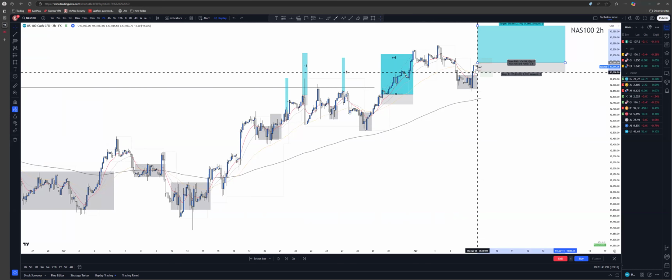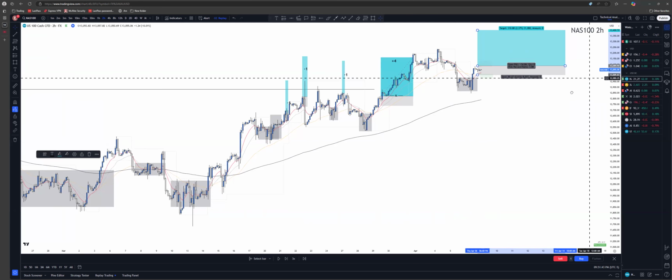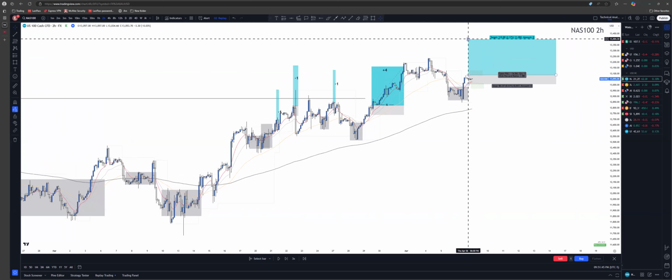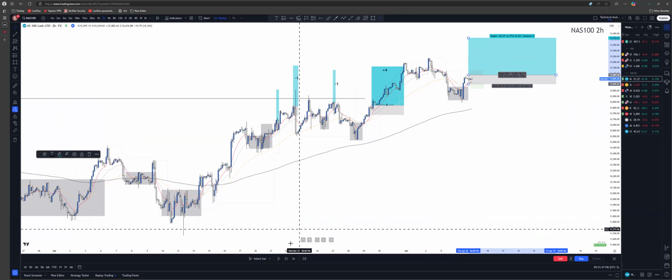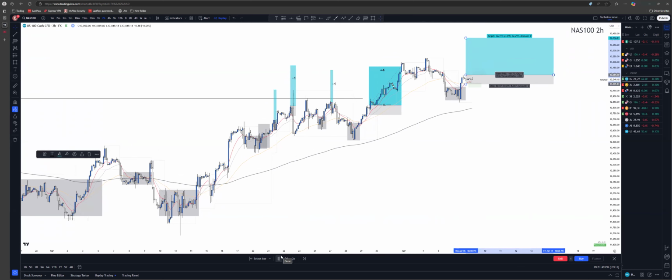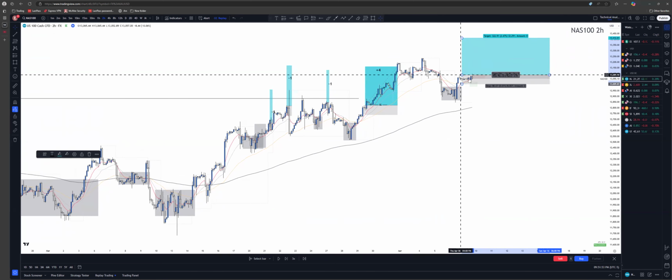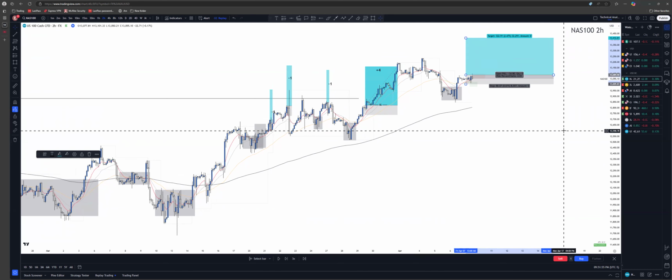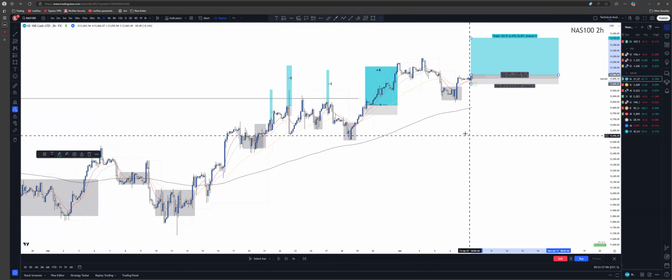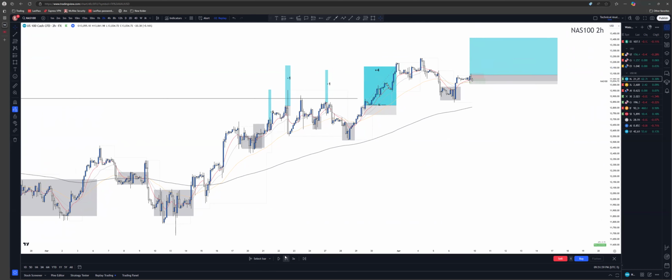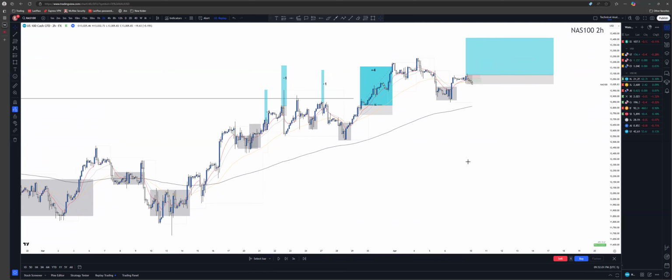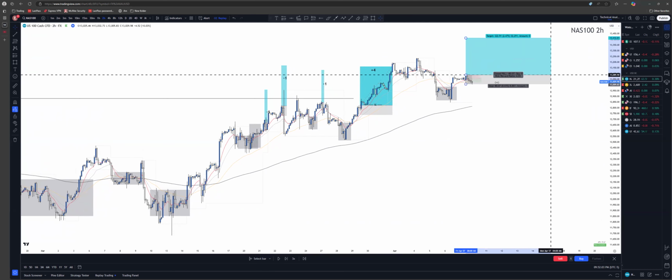Stop can be below the low, and we can go for that 4 to 1. Okay, get tapped in. And get tapped in the trade right there. And get stopped right out of the trade right there as well.